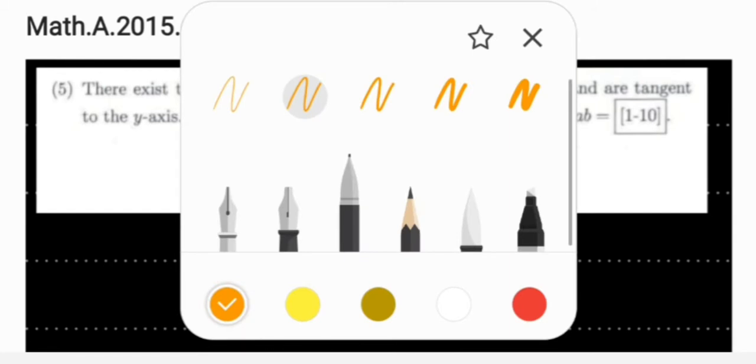Hello everyone, so let's solve Max exam Math A 2015 question 1.5. Okay, so you have two circles that go through these two points and are tangent to the y-axis. Letting the radius of the circles be A and B implies that... he wants you to find the multiplication of A multiplied by B.